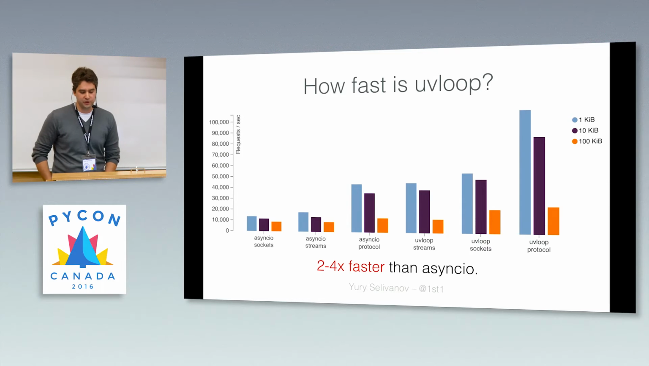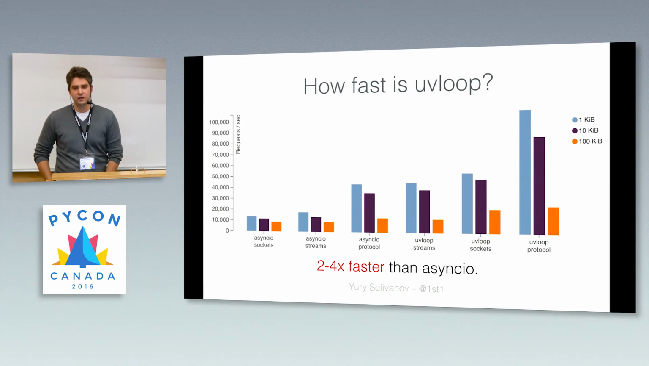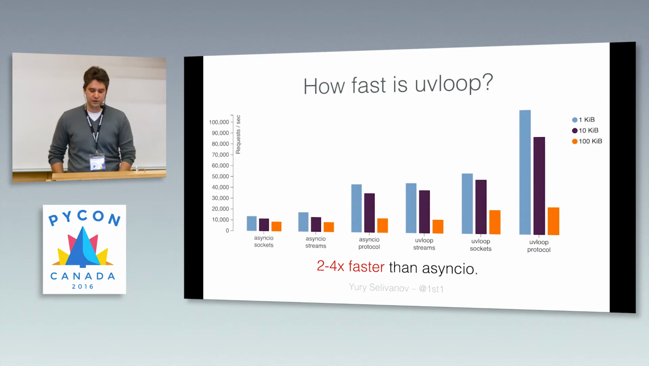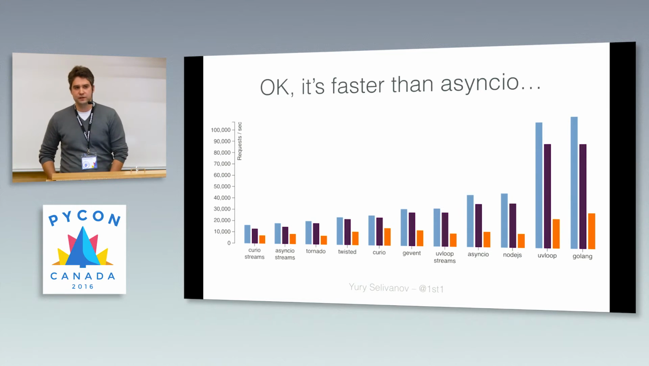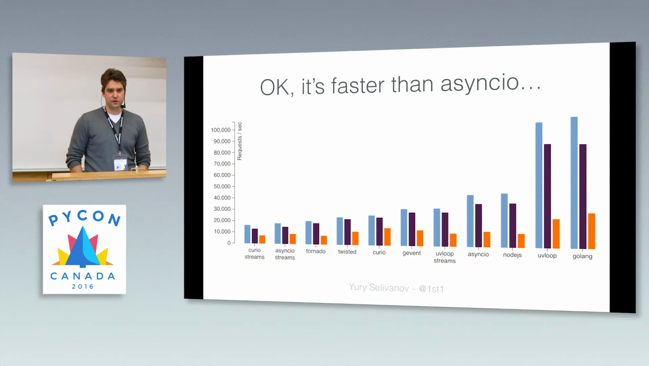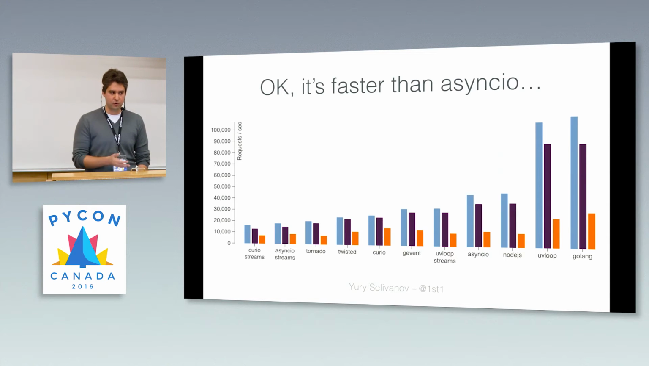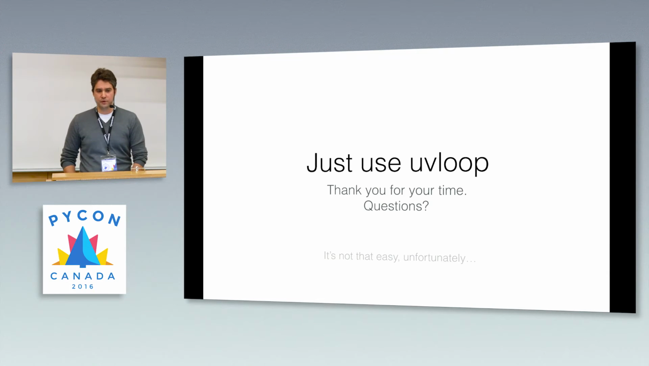On a small micro benchmark, like an Echo server, it's 2 to 4 times faster than Async IO. But I've heard a lot of good stories about using uvloop that makes real-world Async IO code 2 times faster. We also compared uvloop to different languages and different Python frameworks. And with uvloop, if you optimize your program correctly, you can actually achieve Golang level of network performance. So just use uvloop, and that was the slide I actually wanted to end my talk with.